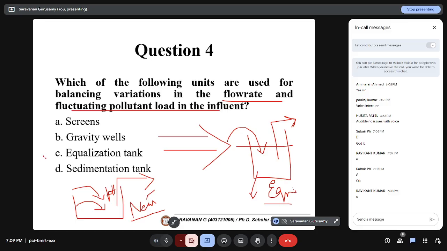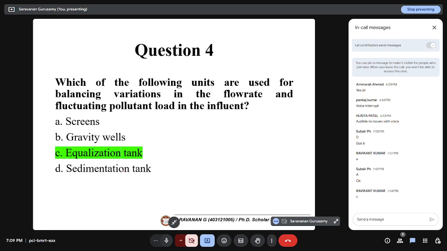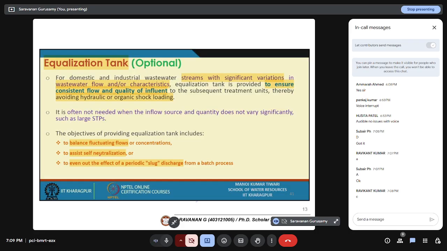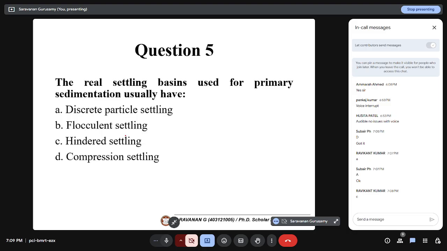So here, to maintain the flow rate, equalization tank is correct. You got it? So the answer is C. To balance the fluctuating flow and to assist in neutralization, that's the objective of the equalization tank.